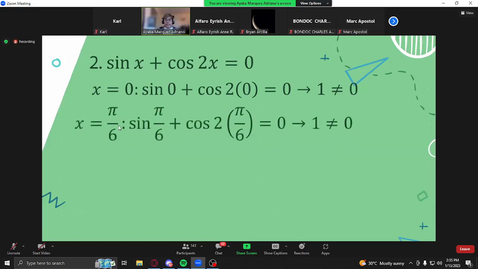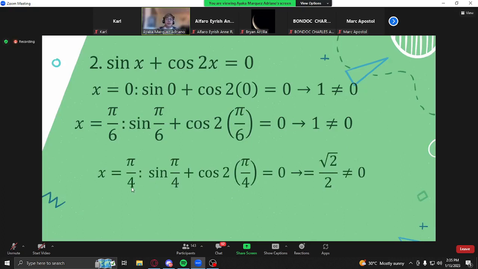Let's try the 30 degree angle. So we have x is equal to pi over 6. So we'll have sine pi over 6 plus cosine twice pi over 6. And that is also equal to 1. So it's not equal to 0. For x is equal to pi over 4 radians or 45 degrees, we have sine 45 degrees plus cosine 2 times 45 degrees. So that's a 90-degree angle, cosine is equal to 0. And the final answer will be the square root of 2 over 2. This should be reflected on your calculator. Ibig sabihin, hindi pa rin siya yung hinahanap nating tamang sagot.